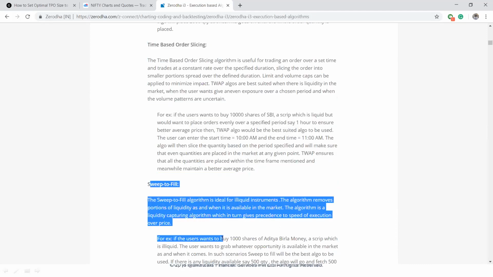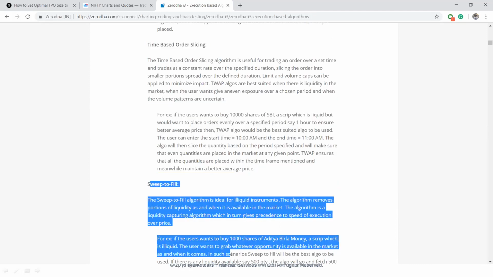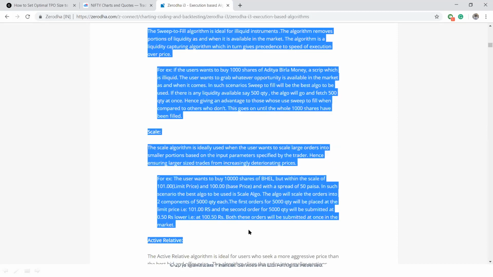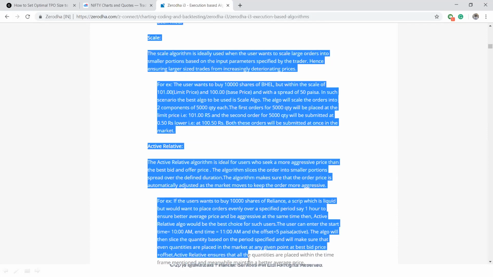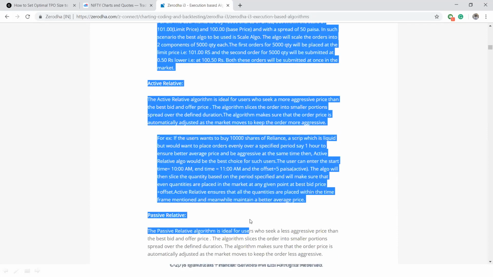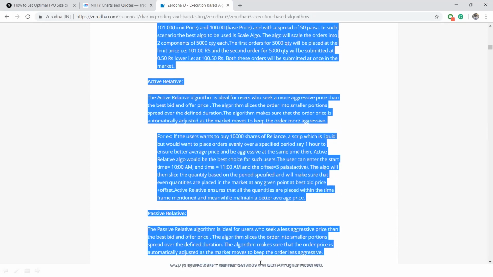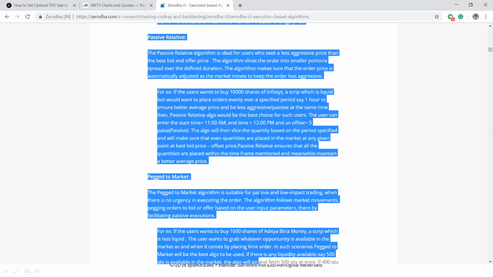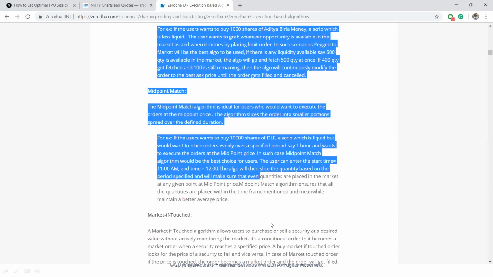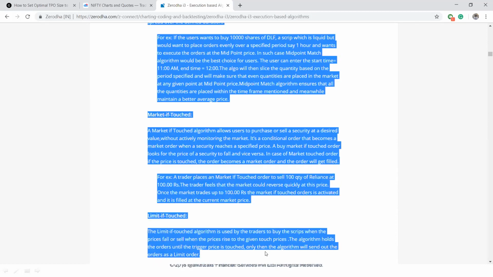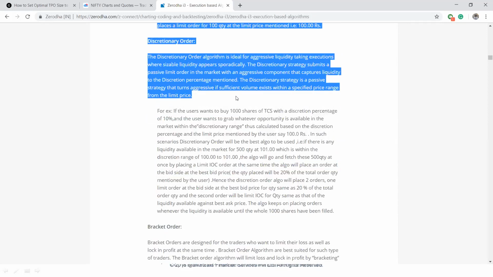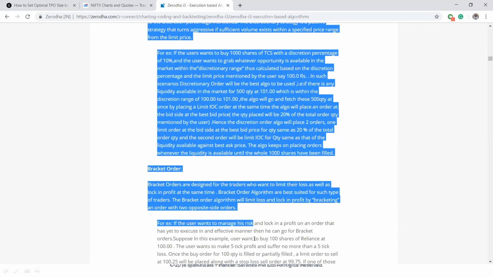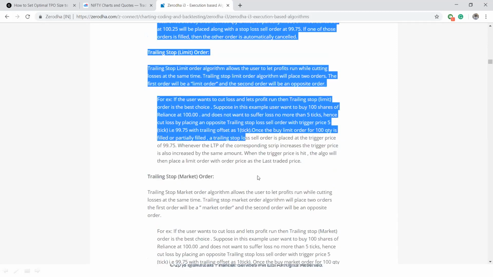Sweep to fill, right? So all these are, you do a setup and then in one shot you press the button, and all of a sudden those algorithms start running. Scale, active, relative. So all these are some of the algorithms which are practiced worldwide by the institutions. Pegged to markets, midpoint match, market if touched, limit if touched. So these kinds of algorithms are not available for common people like us. And discretionary orders, bracket orders, and those orders are now available.